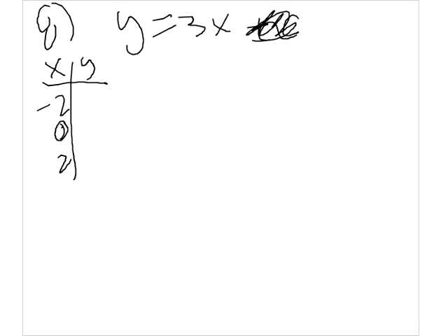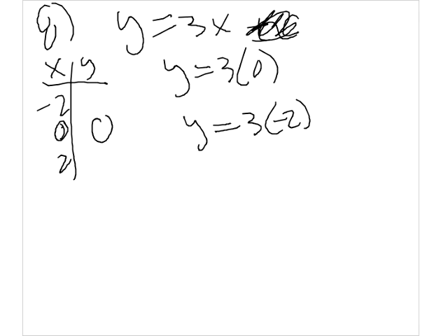I'm going to plug in 0 first, and we get y equals 3 times 0, which is 0. So we have now established that 0, 0 is a point on the graph, which means the graph runs through the origin. Let's plug in minus 2. y equals 3 times minus 2. That would give us minus 6. And when we plug in plus 2, we get y equals 3 times 2, which of course equals positive 6.